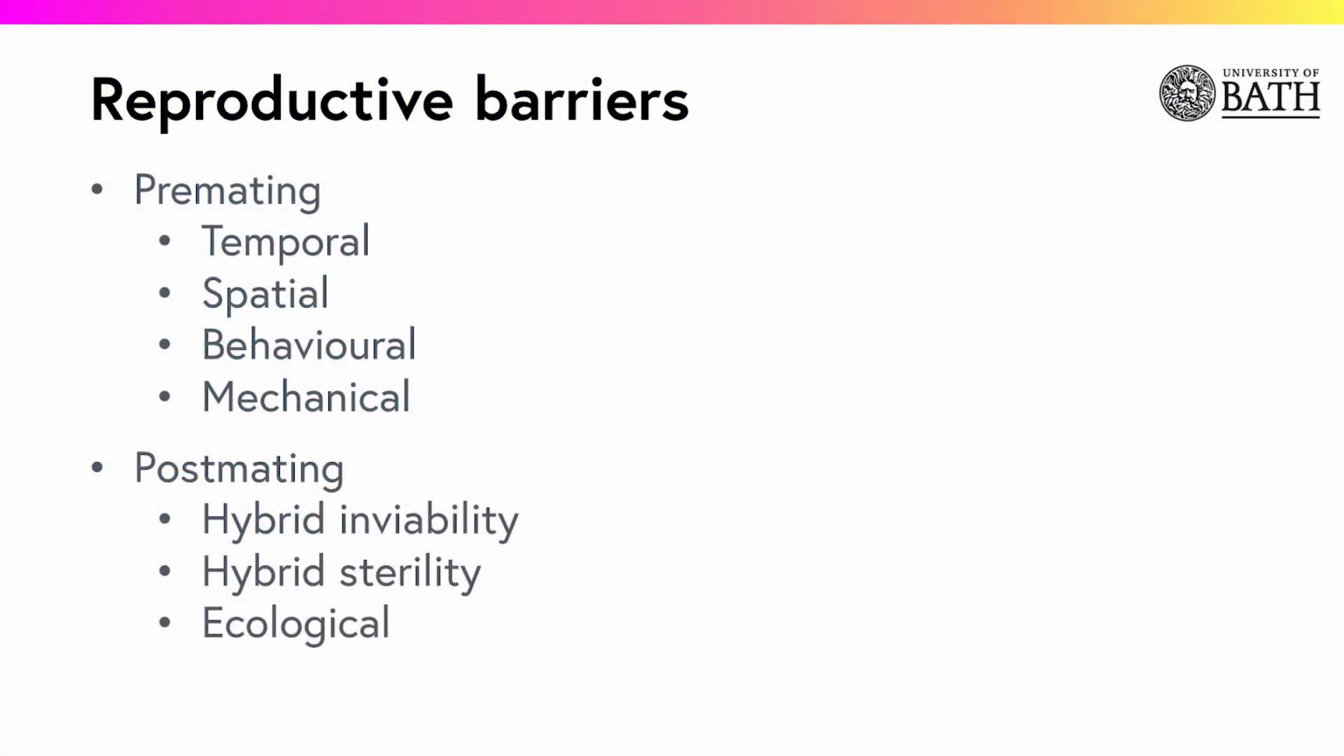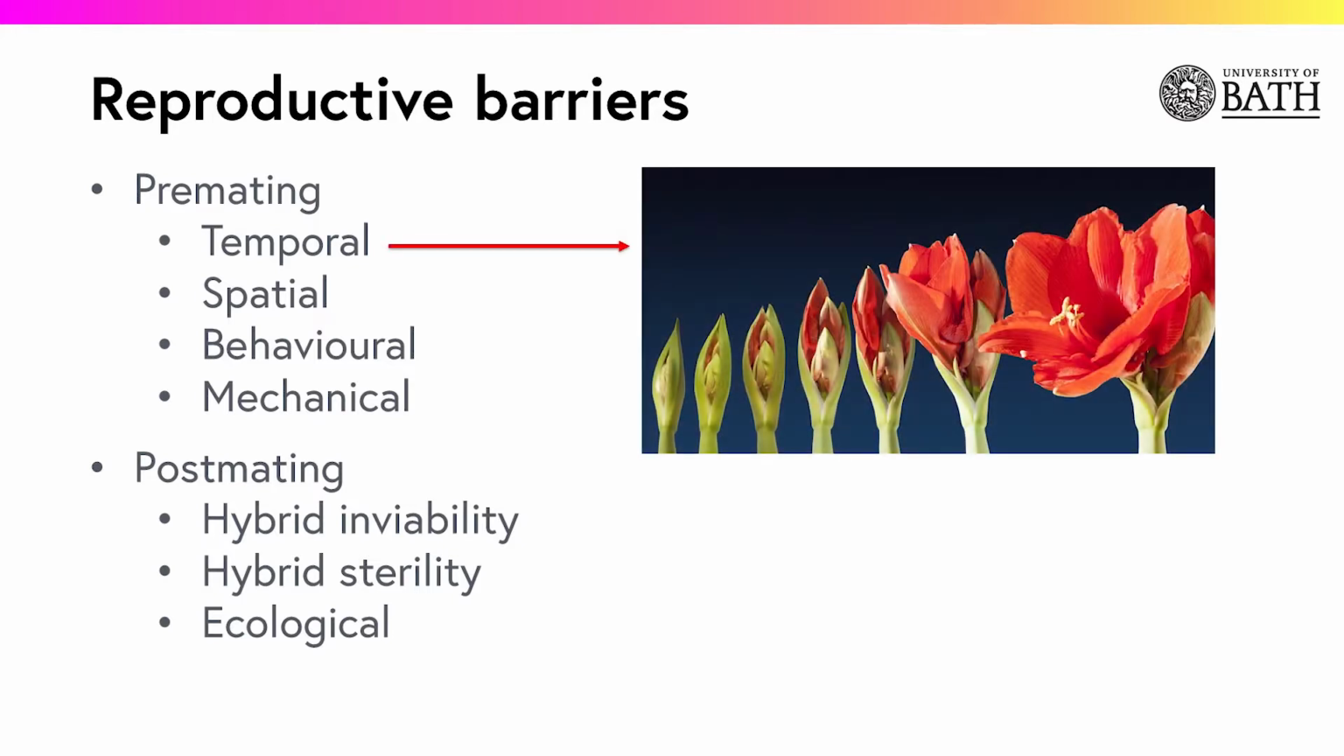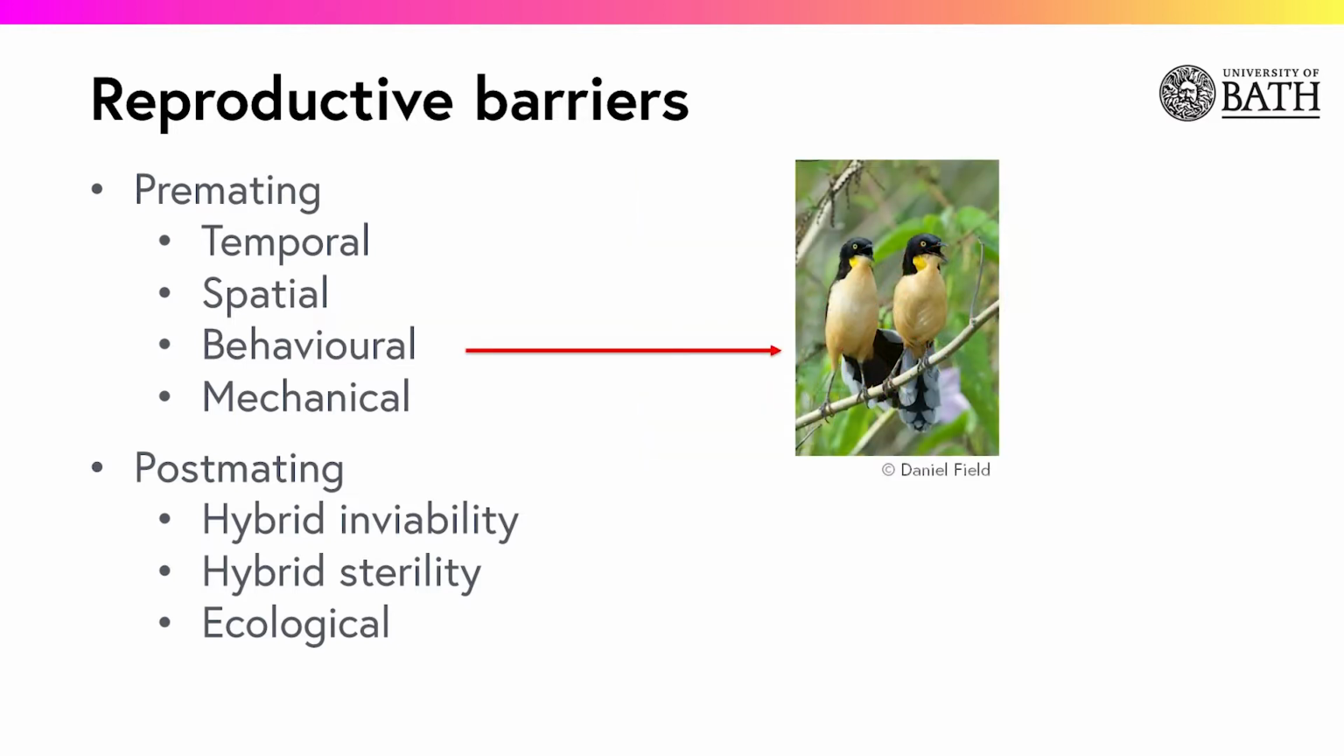Some examples of premating isolation are differences in flowering time between plants, which prevents exchange of pollen, and differences in song between birds. Females will only mate with males that have the right song.